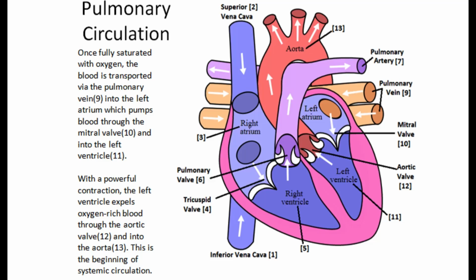Now this oxygenated blood, the heart will supply back to the body. With a powerful contraction, the left ventricle expels oxygen-rich blood through the aortic valve and into the aorta. If you see here, the aortic valve, I have mentioned number 12. Through this valve, oxygenated blood enters into the aorta.